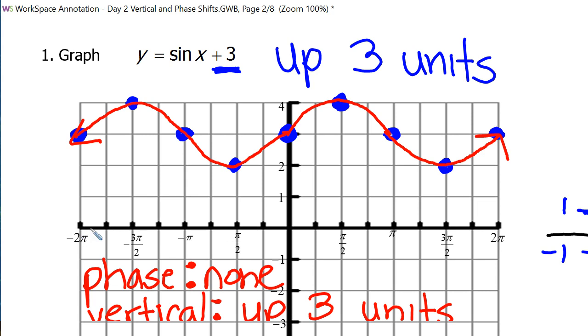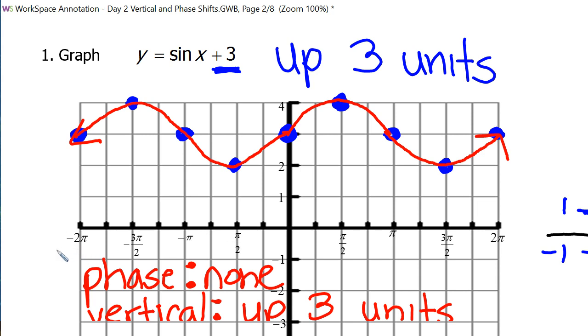And it may ask you for the amplitude. Now the amplitude is the distance from the middle of the graph, and the middle of the graph is right here at 3, to the maximum. So from the middle of the graph to the maximum, what is this distance right here? 1. So the amplitude is 1 unit.